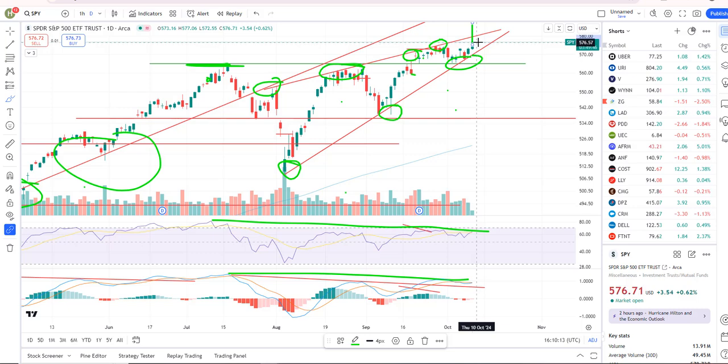So what I'm looking for is a break of this trend line right there. That's my sell signal. Until I get that, it doesn't make sense to be short, but I think it's coming soon. So we'll just keep an eye on that. And that's the biggest thing.